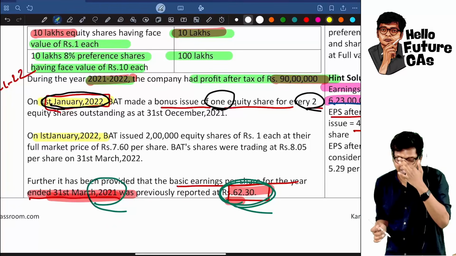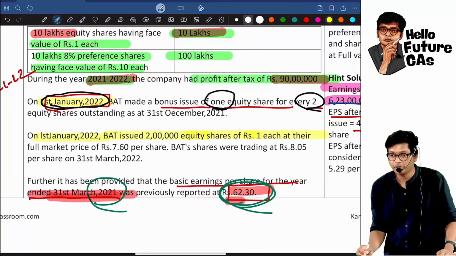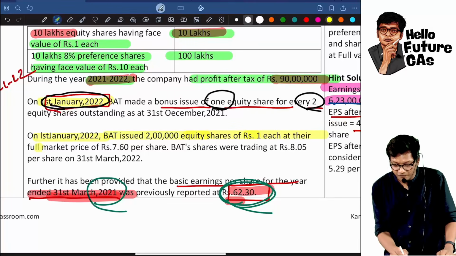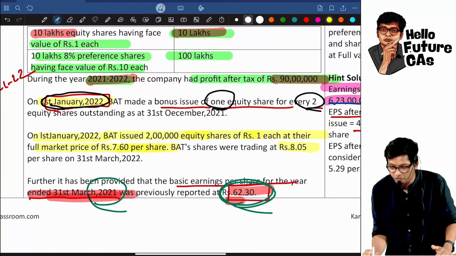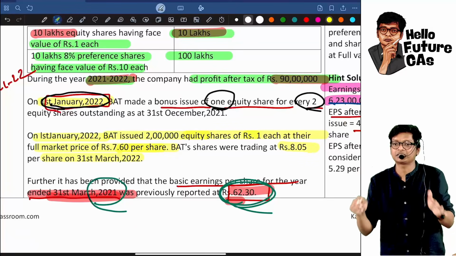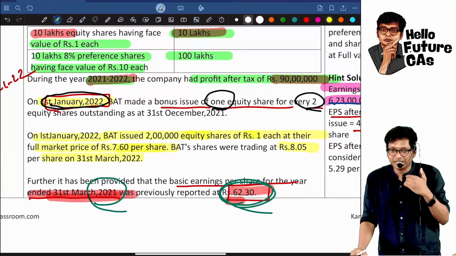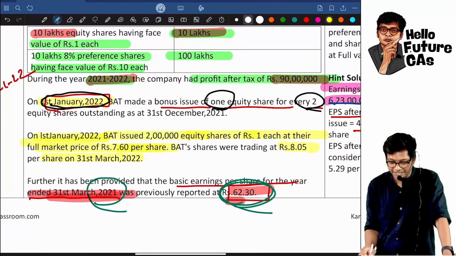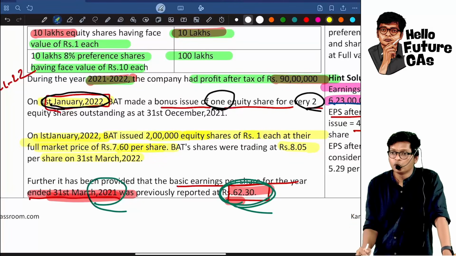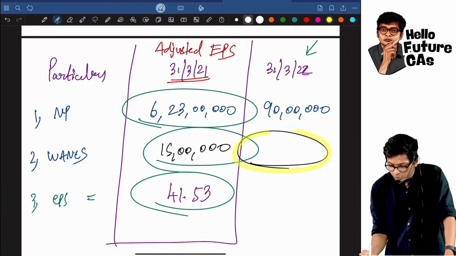On 1st Jan, BAT issued 2 lakh equity shares of one each at their full market price. That means no discount. Sir, the share is 8.05 on what day? 31st March. Not on the issue date. That means only when shares are given at a discount, adjustments will come. Here shares are issued at full market price. So I will take the full 2 lakhs. Therefore, I have to compute WANS here.